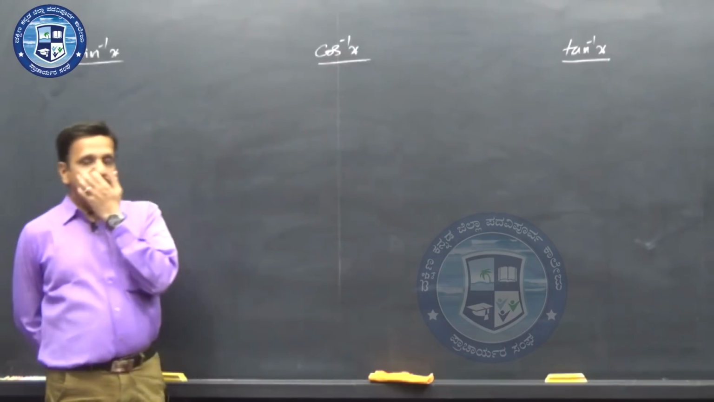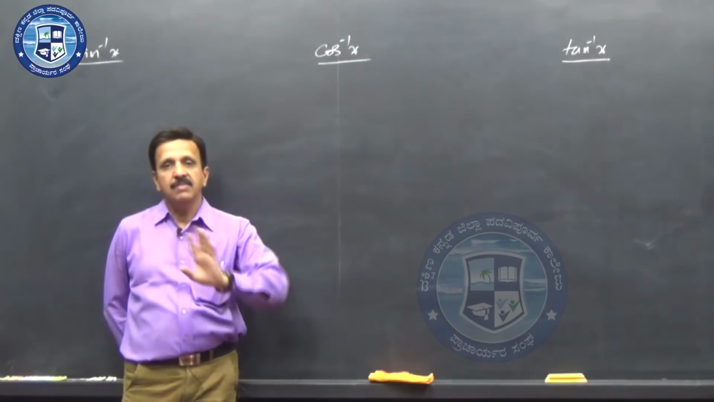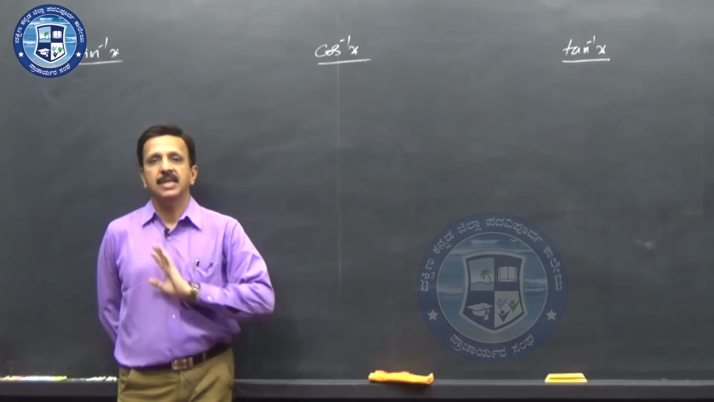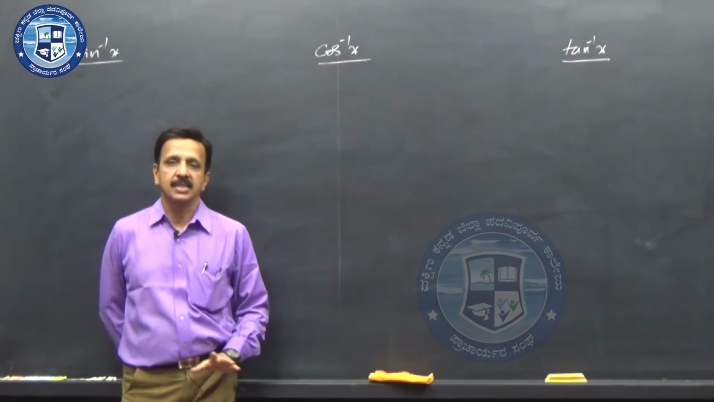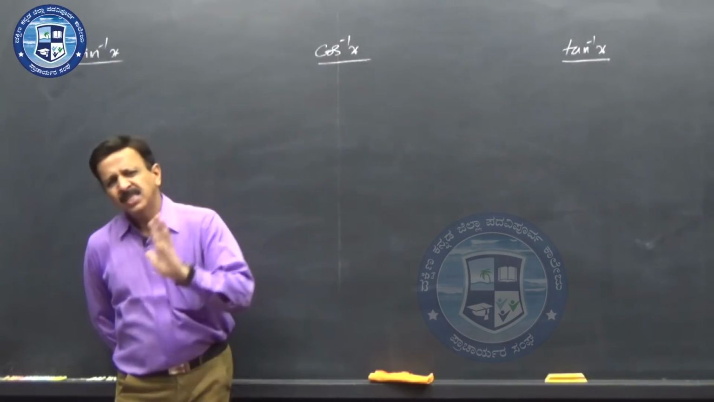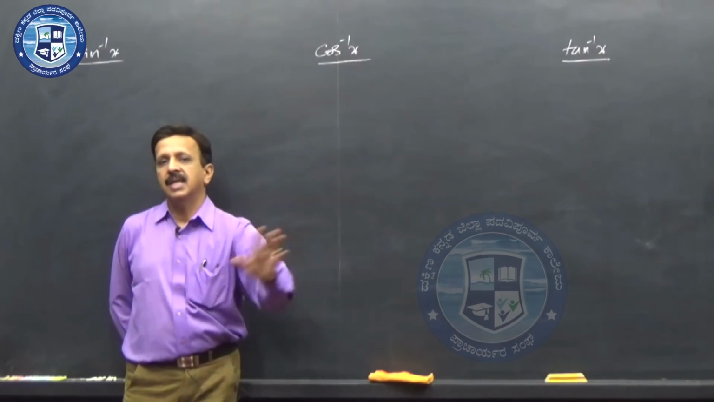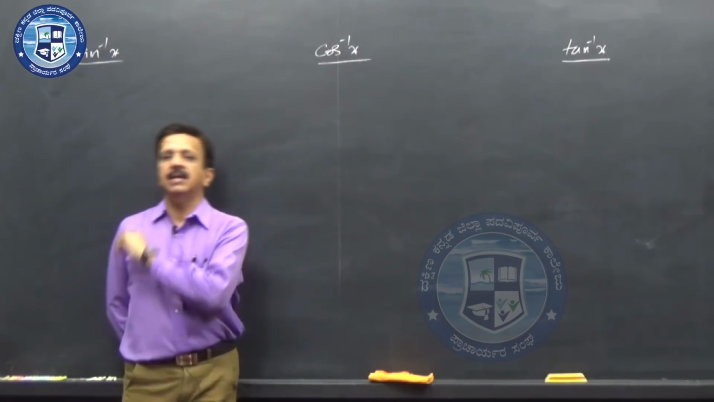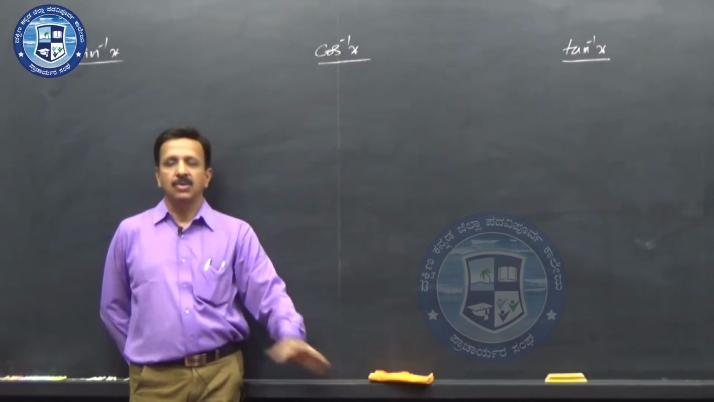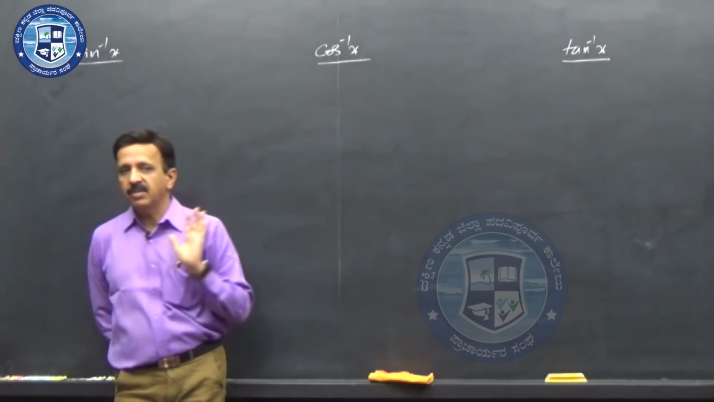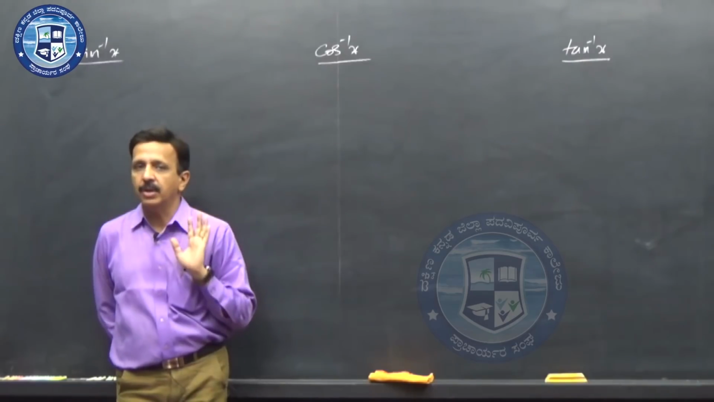One very important concept: for sine inverse x, cos inverse x, tan inverse x, cosec inverse x, secant inverse x, cot inverse x, all these inverse trigonometric functions, the answer is an angle. Sine inverse something is an angle, cos inverse something is an angle, tan inverse something is an angle, either in degrees or in radians. This is very important to remember.